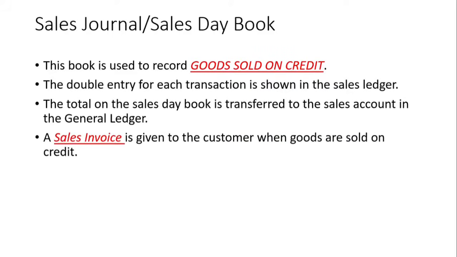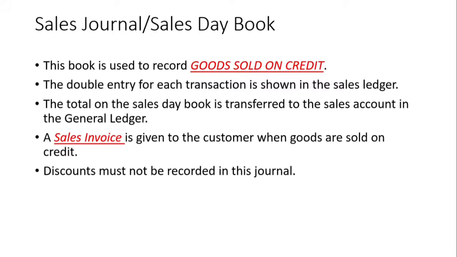And when we buy goods on credit, we receive a purchases invoice. Similarly, when we sell goods on credit, we give a sales invoice to our customers. And then discounts must also not be recorded in this journal. So let's look at another example.